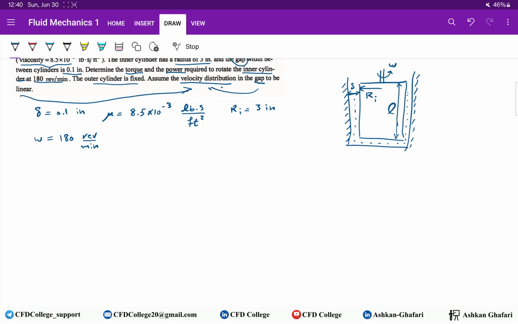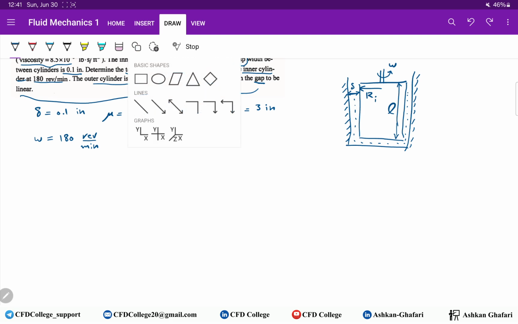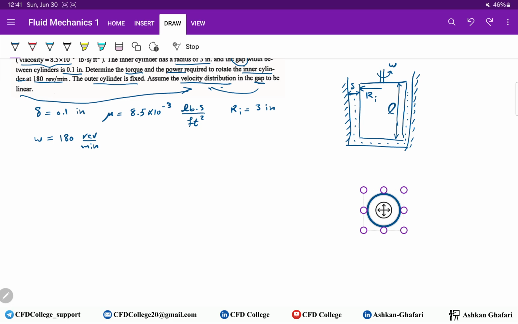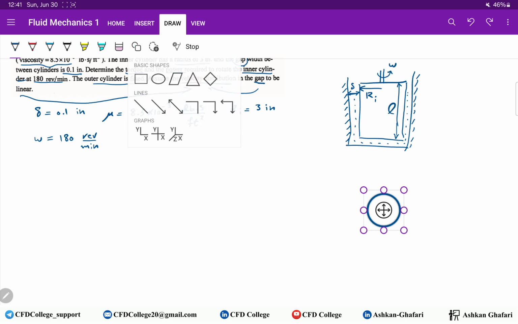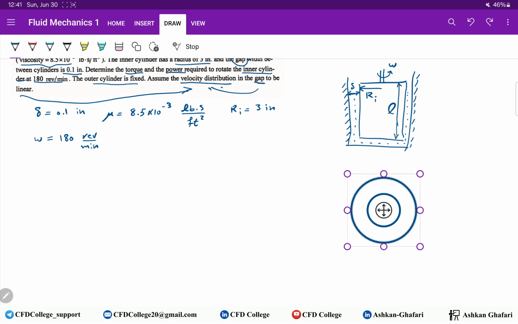This is a side view, actually it's a cross-sectional view of the system, and this is the top view. So if we look at the system from the top, we can draw two cylinders, and another one. Okay, it's good. So this one, the outer one, is fixed, and the inner one rotates.